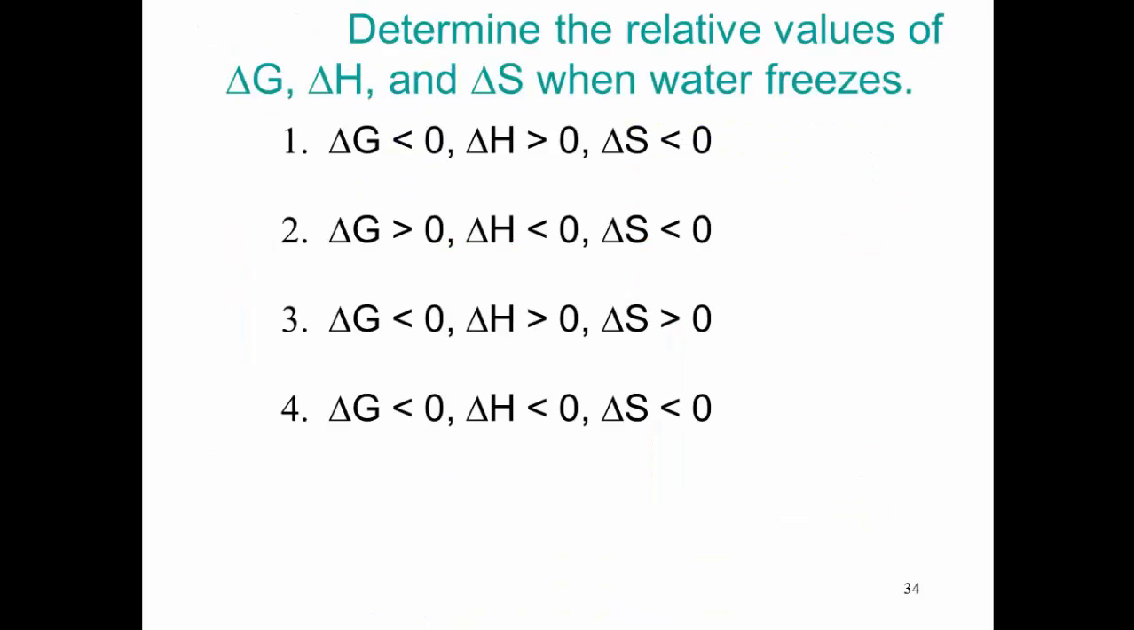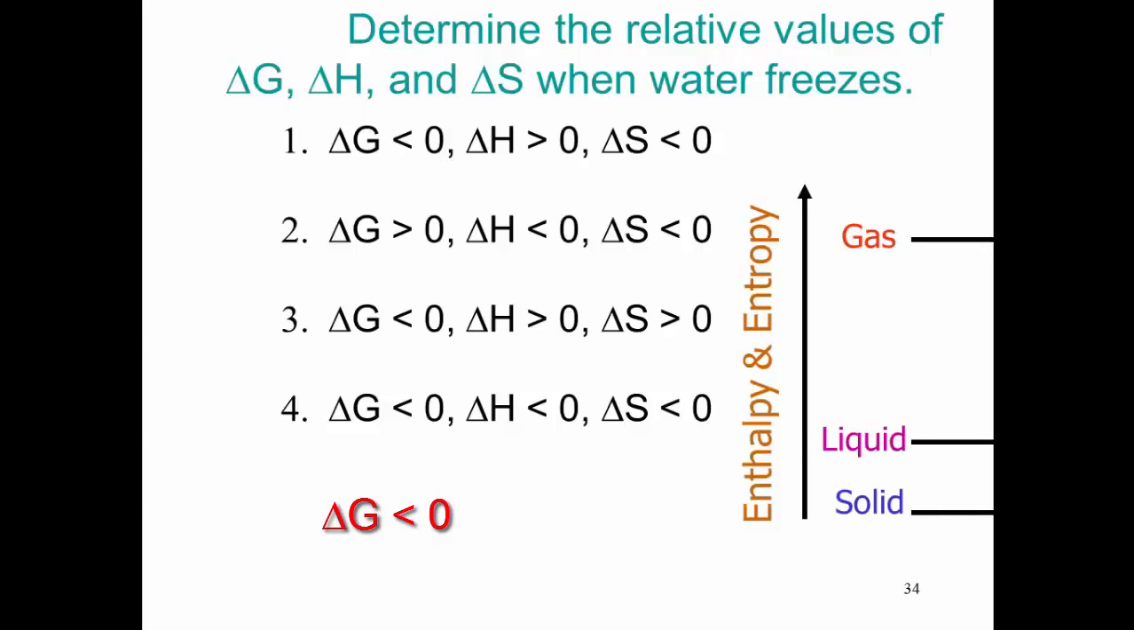Determine the relative values of delta G, delta H, and delta S when water freezes. Something is spontaneously happening. The water is freezing. So what sign is delta G when something spontaneously happens? What about delta H and delta S? Well, all we need is our handy-dandy diagram. Water freezing goes from liquid to solid state. So which way is the arrow pointing?